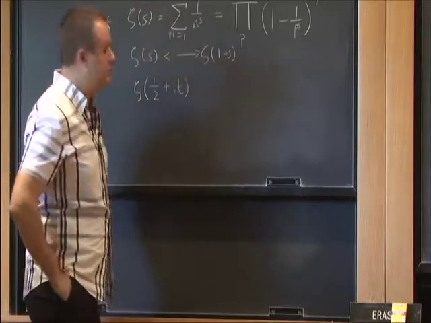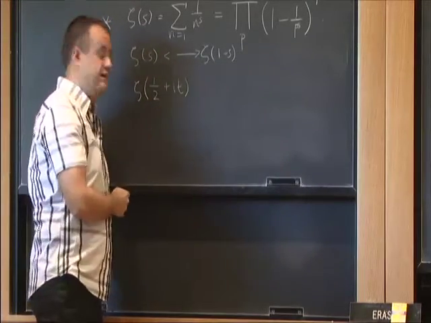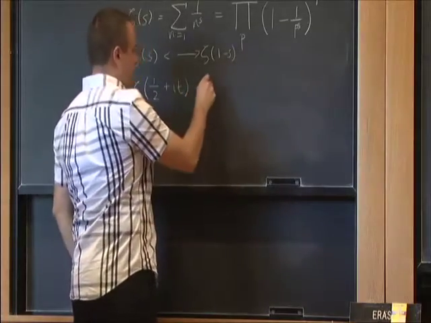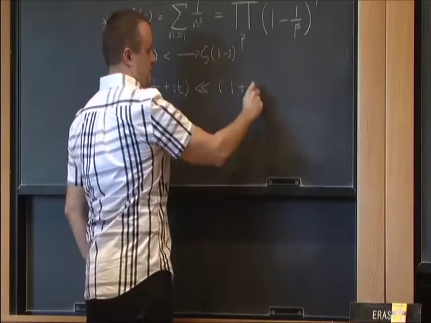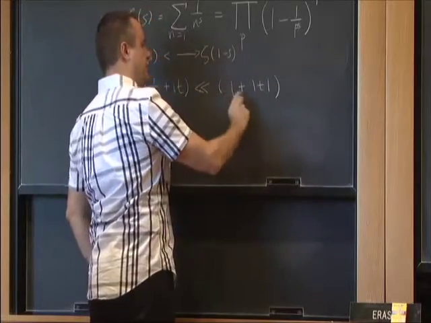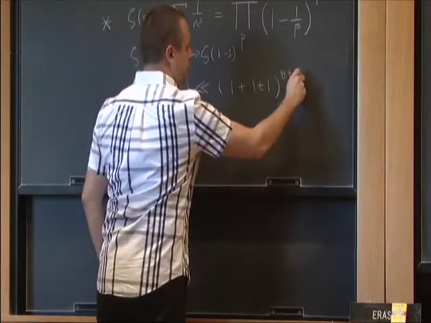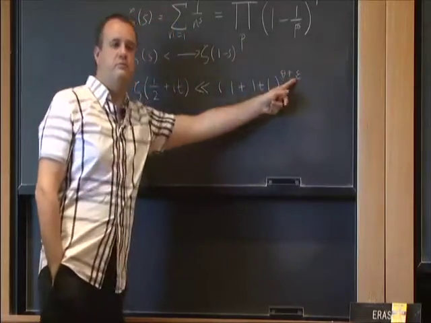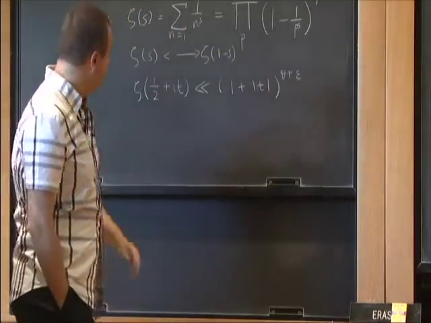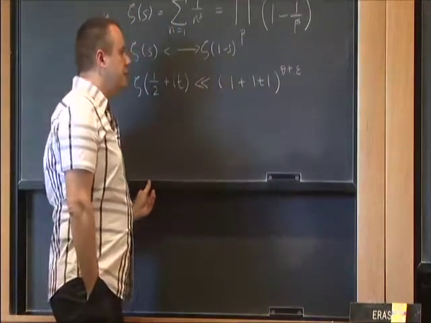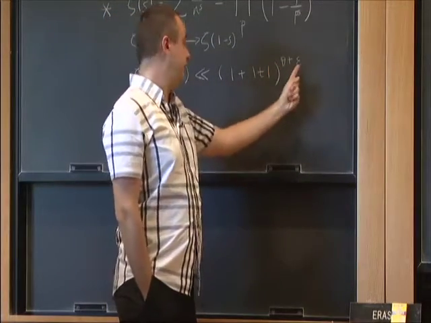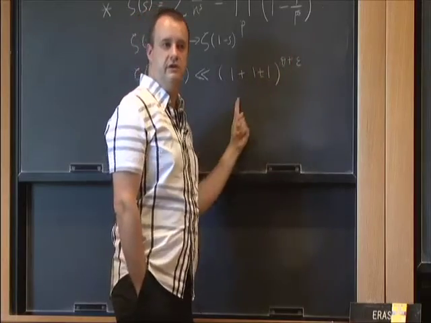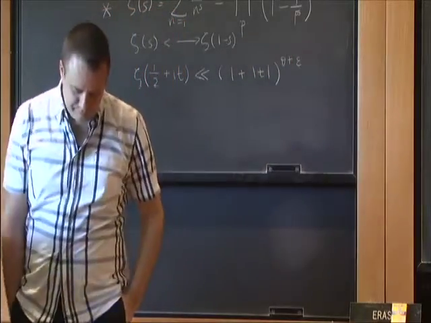It turns out that the correct scale on which to ask about this problem is to ask for estimates of the form: zeta of 1/2 plus it is less than (1 plus |t|) to the theta plus epsilon, where epsilon is an arbitrary positive number, and this means that there's an implied positive constant there. One wants to understand what the allowable values of theta are, i.e., what is the infimum of all the exponents that you can put here so that this bound holds.